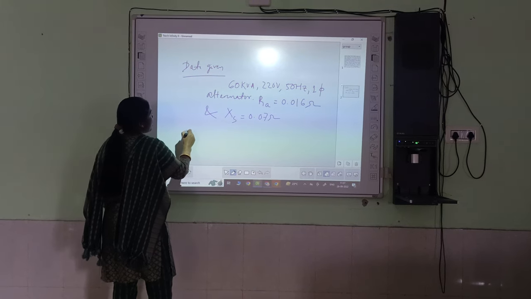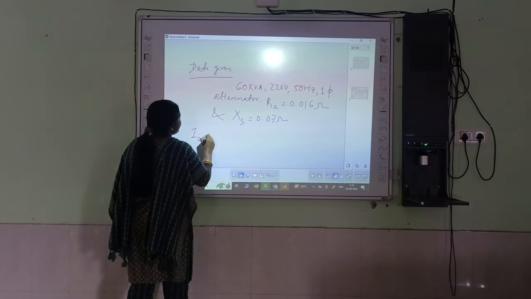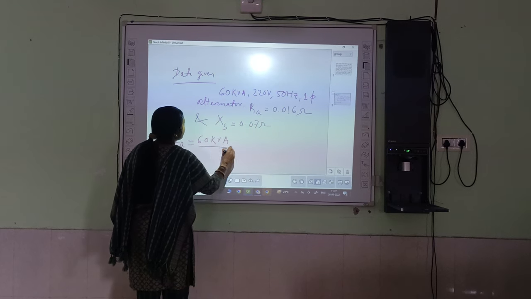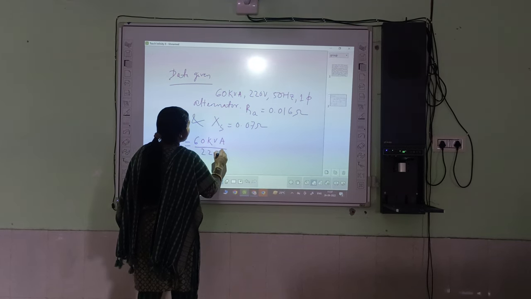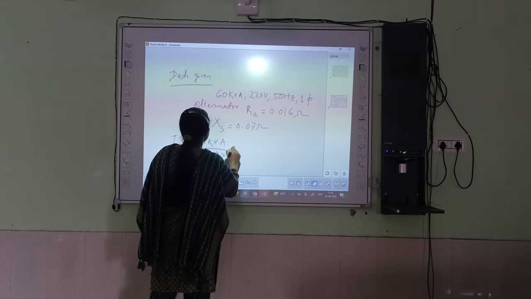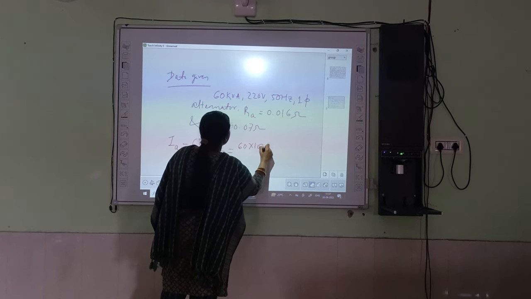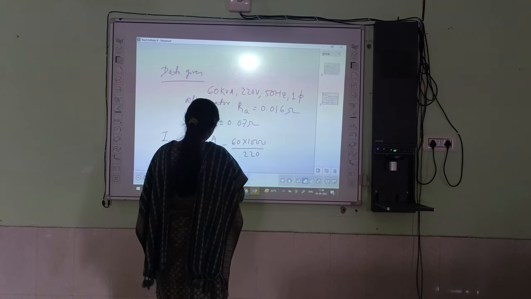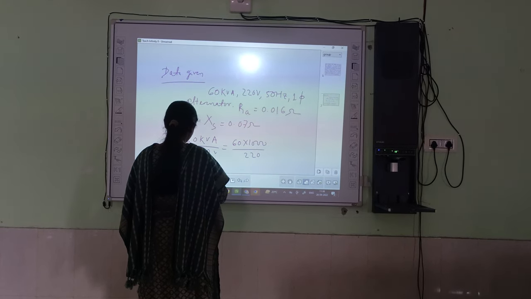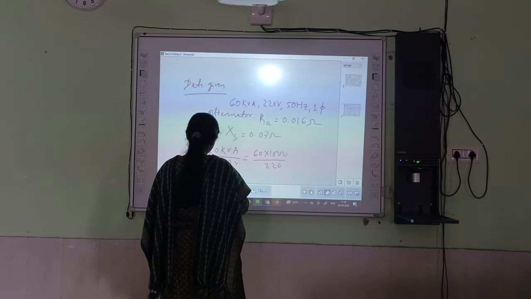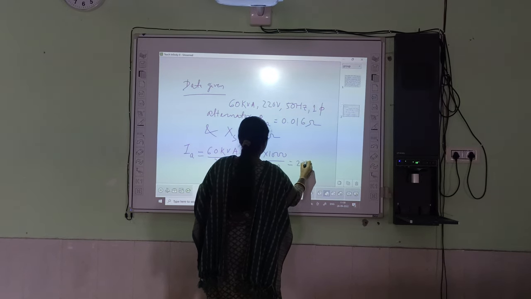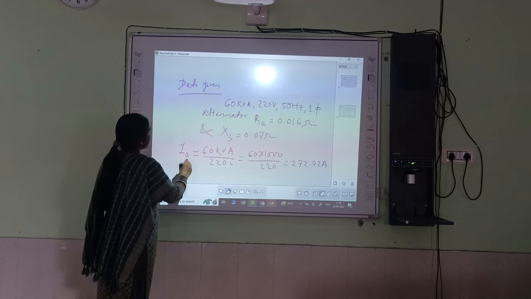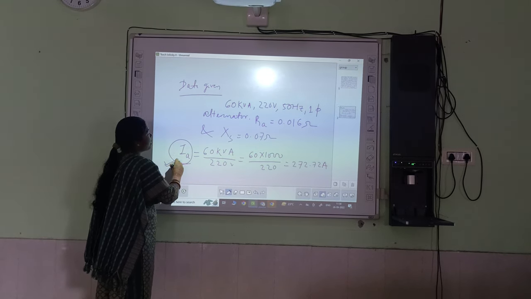Okay. Now I have to consider the rated current IA. That is 60 kVA divided by 220 volt, that is 60 into 1000 divided by 220. We will get 272.72 ampere. Now we will get the armature current, that is the rated current.